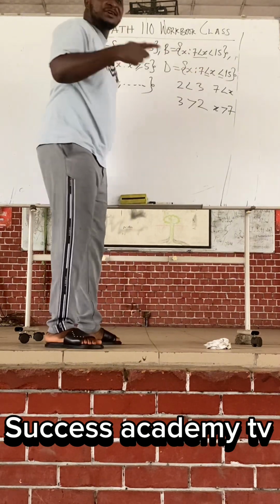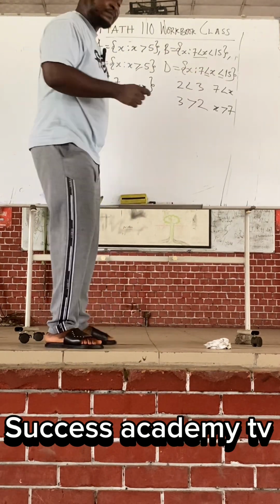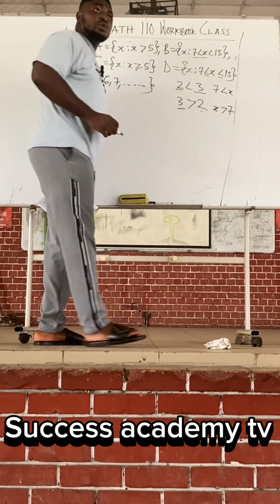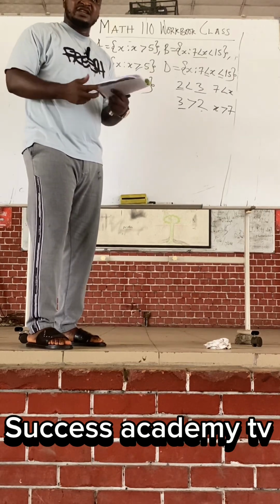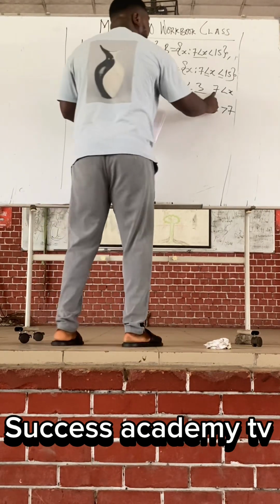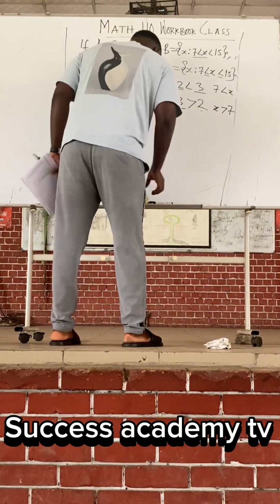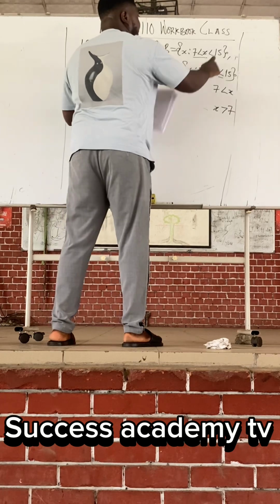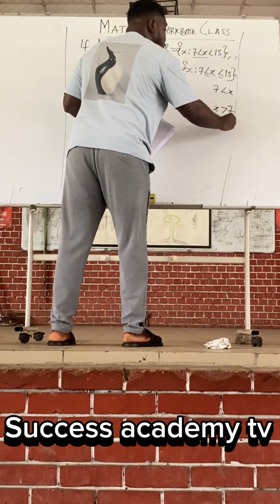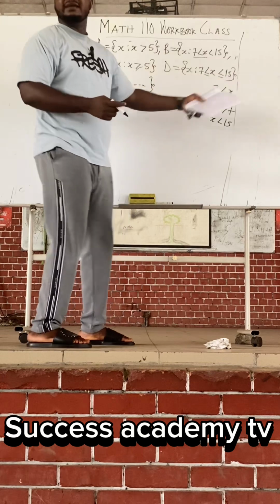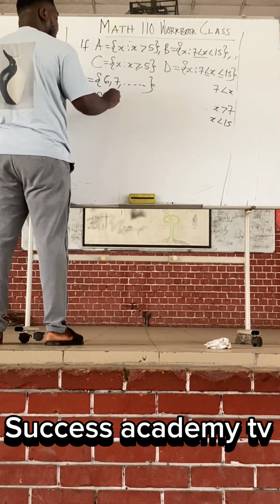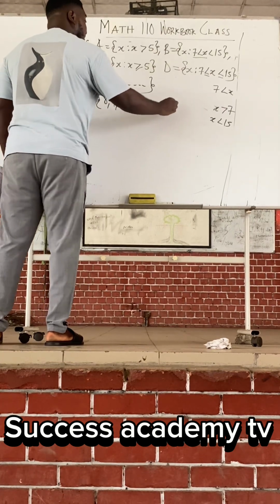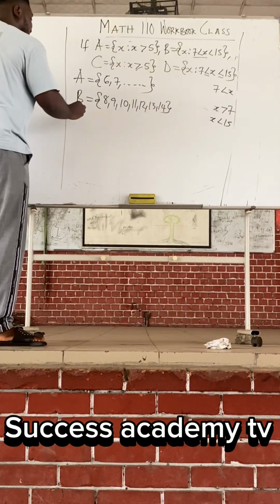So anytime you see a problem like this, switch it to the other side. If 7 is less than x, tell yourself it means x is greater than 7. If 2 is less than 3, we can say 3 is greater than 2. So x is greater than 7 but less than 15. We're looking for numbers greater than 7 but less than 15. So set B is 8, 9, 10, 11, 12, 13, 14. Class, these are the set B.